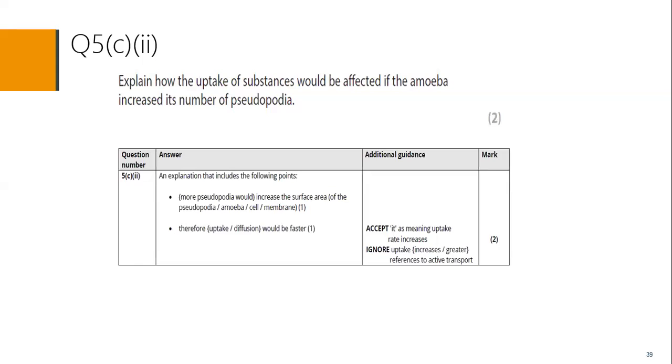There's obviously some context to this. It's an explain question. And to gain full marks, the student has to produce an answer that's got an element of explanation. So explain how uptake of substances would be affected if the amoeba increased its number of pseudopodia. It tells you what increasing the number of pseudopodia will do, and then therefore uptake or diffusion would be faster. You've got to have the idea that it's faster or the rate increases.